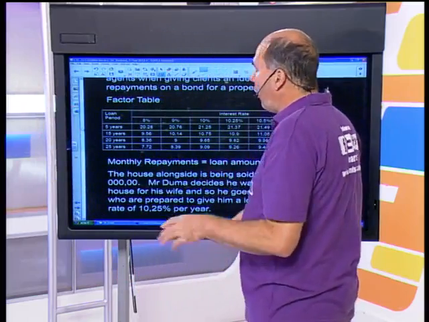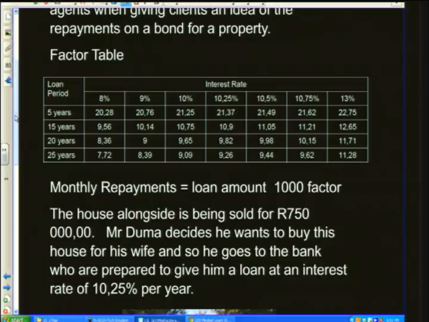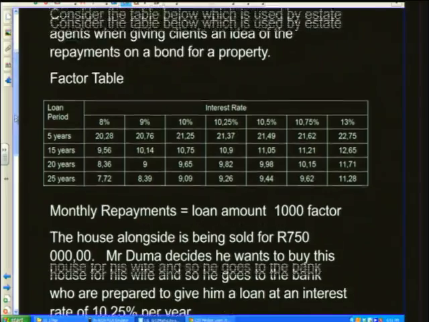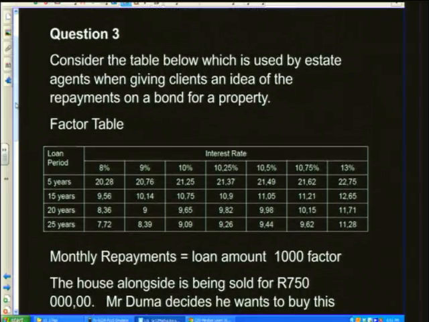Now, one of the reasons that in your exam you may come across this way of representing it is because it's used in everyday situations. Estate agents, people that sell houses, give their clients, the potential buyers, an idea of the repayments on a bond. A bond means a loan for a house. A loan for a house.